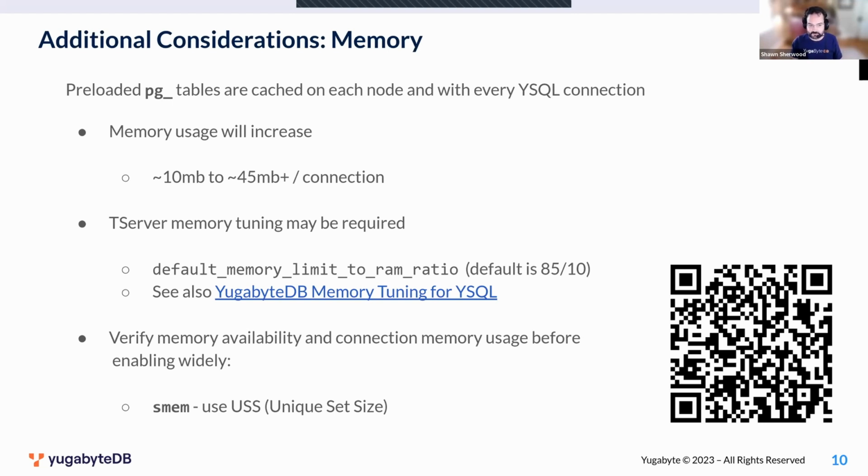So in your specific environments, you will have to look at how much memory it's going to consume if you enable this flag, and how many connections you expect to have. At max, the default is like 300 total connections. So you'll potentially have to do a little bit of memory tuning in your environment. I've linked here a blog from a colleague of mine that has some good documentation about the potential settings, like the default memory limit to RAM ratio, and how to free up more memory, specifically for the Postgres processes.